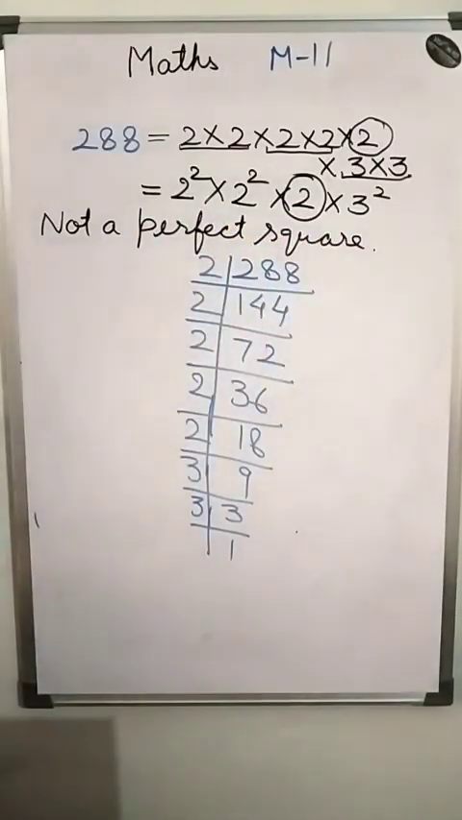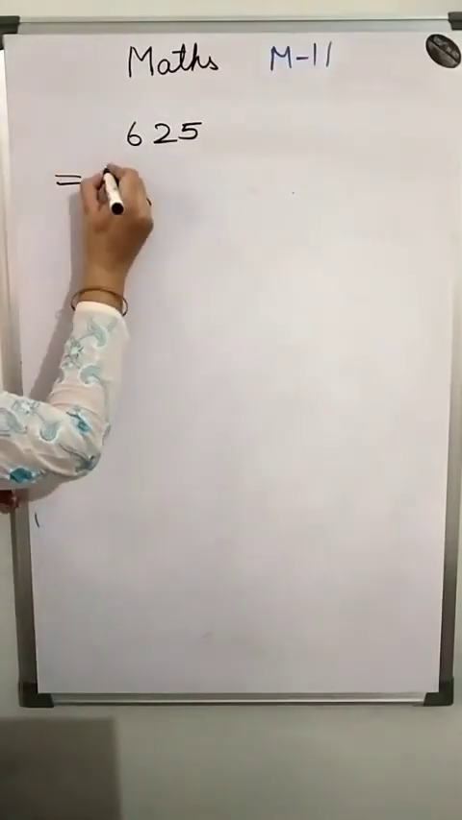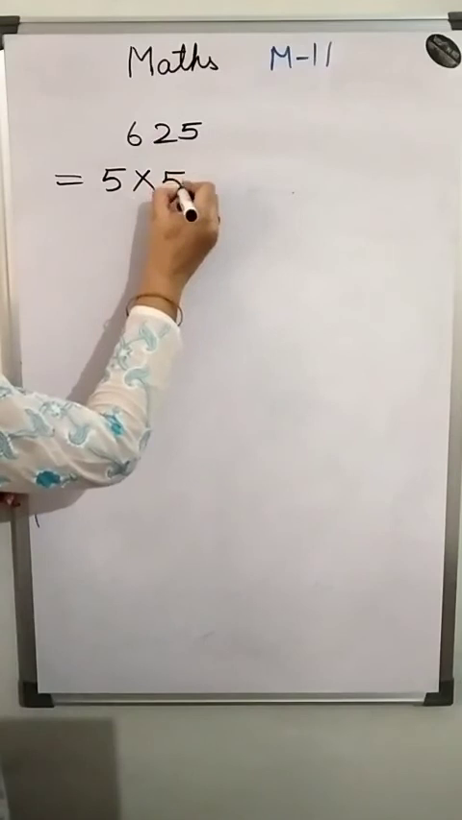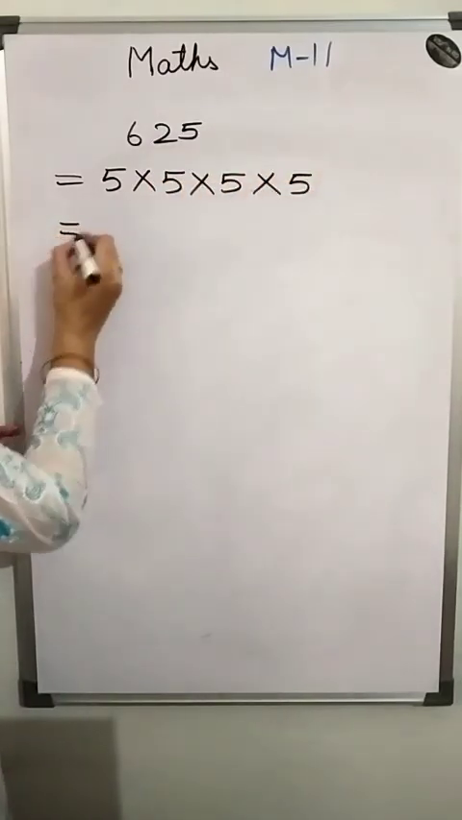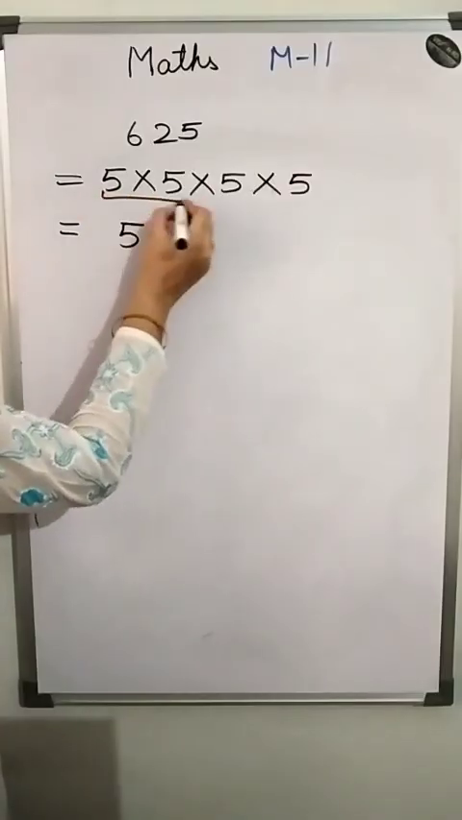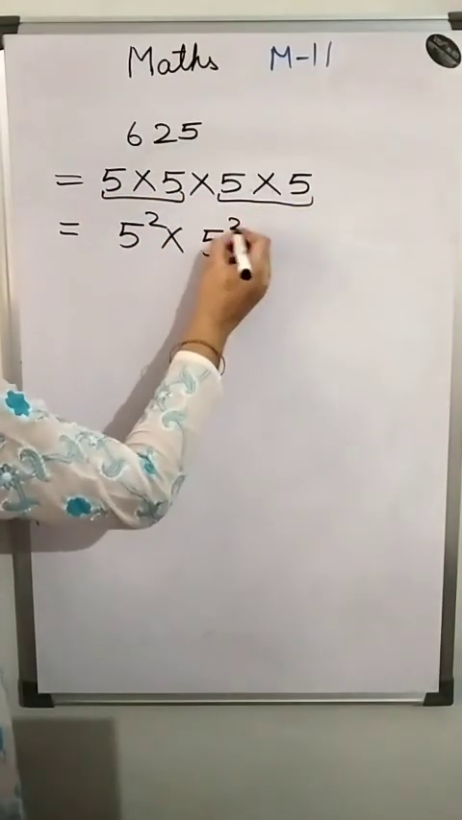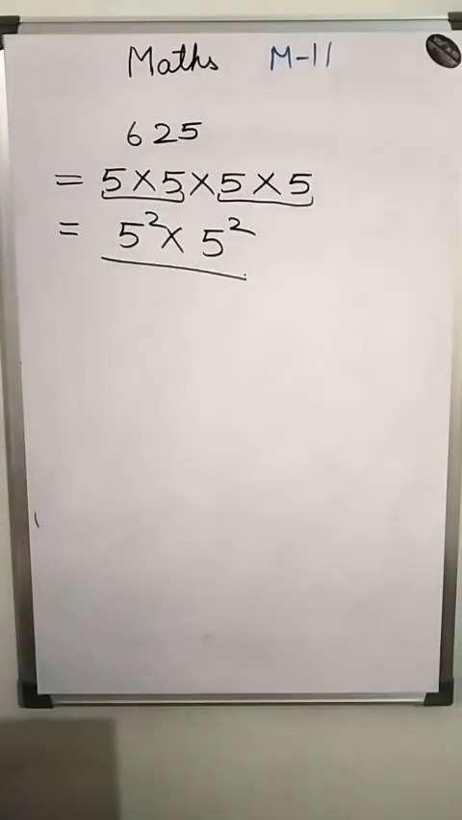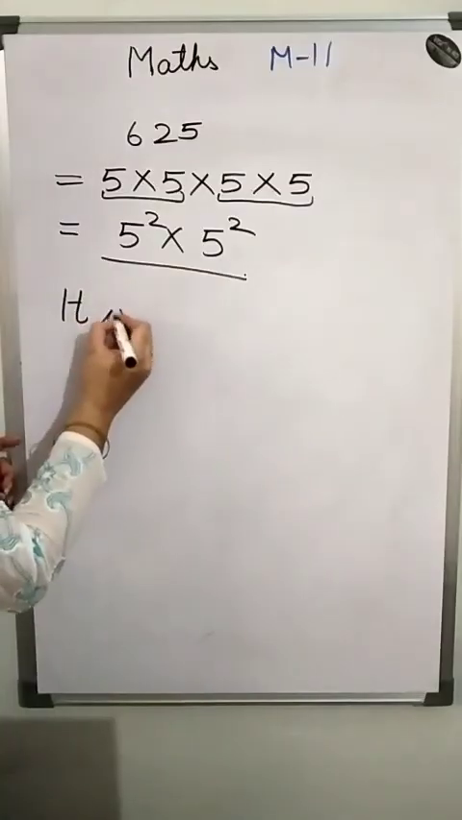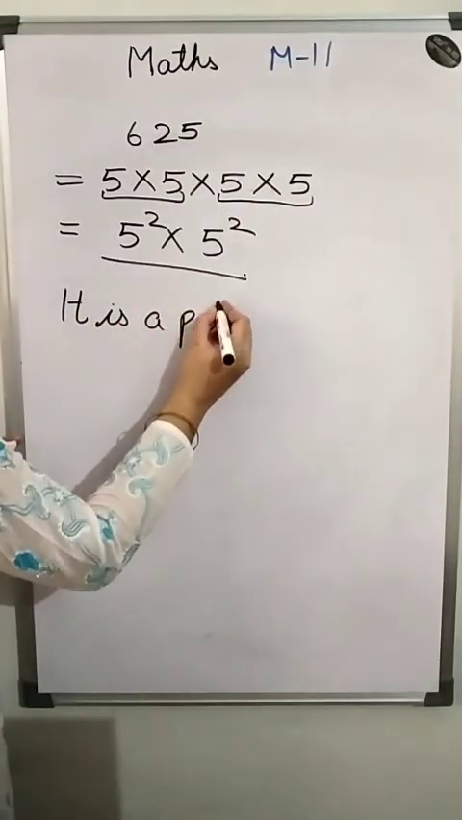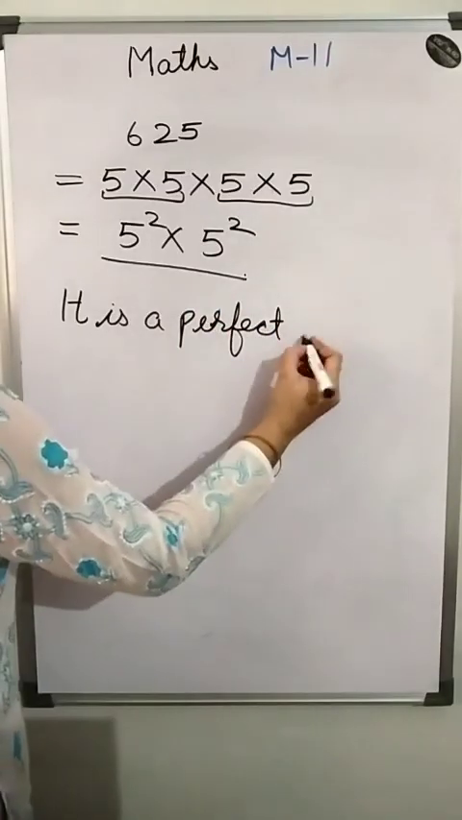Right everyone? 625. Find the factors of this number. Factors are 5 into 5 into 5 into 5. Now write in pairs. These two we can write as a pair, and this one also we can write as a pair. They are both paired numbers, so we can say it is a perfect square.